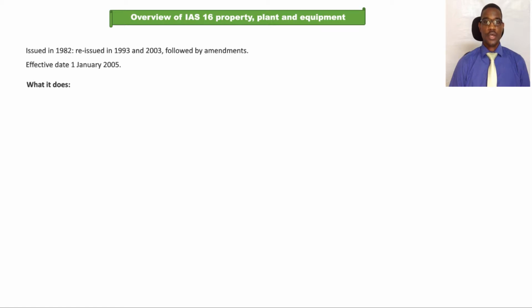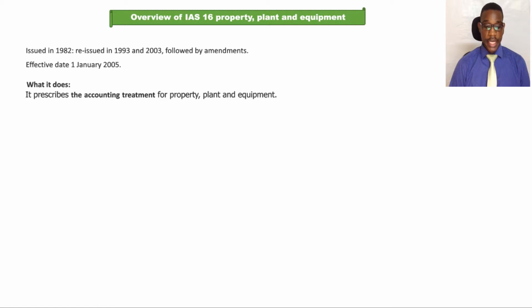We need to put a clear question here. Why do we need to learn this standard? We should have the clear background, and as financial people involved in finance and accounting we have to know those standards. IAS 16 is one of those standards. As an accountant or finance professional, you need to have a clear background of those standards.